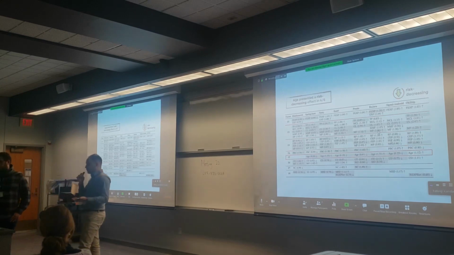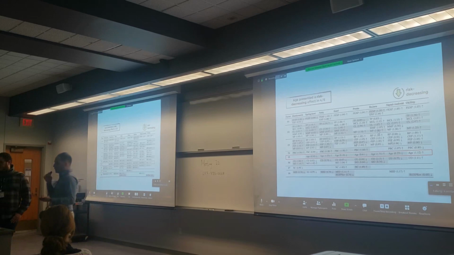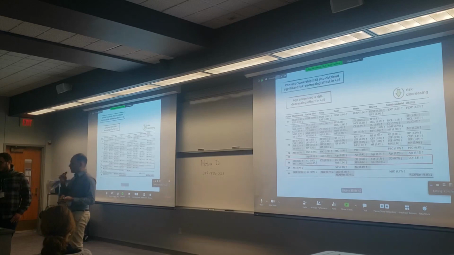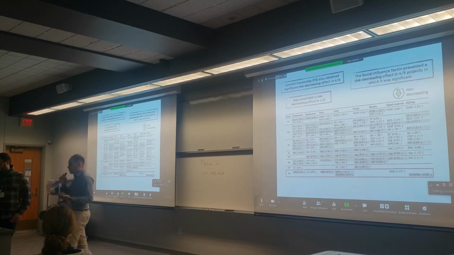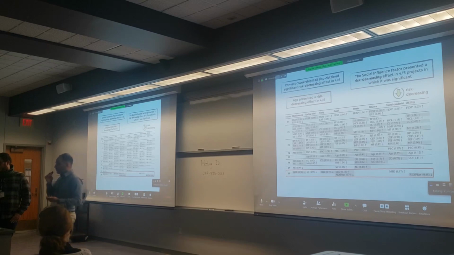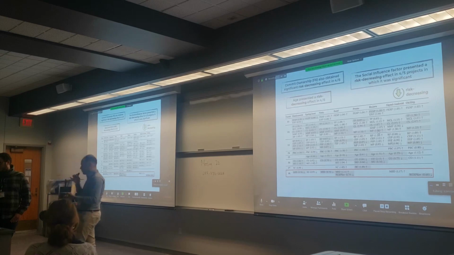So now the risk decreasing effect, we see that the age metric from factor 5, project establishment, presented a risk decreasing effect in 4 out of the 6 projects where it was statistically significant. The commit ownership, factor 6, also obtained a significant risk decreasing effect in 4 of the 6 projects where it was statistically significant. And the social influence factor, the last one, presented a risk increasing effect in 4 of the 5 projects in which it was significant, although those metrics were highly removed due to multicollinearity.